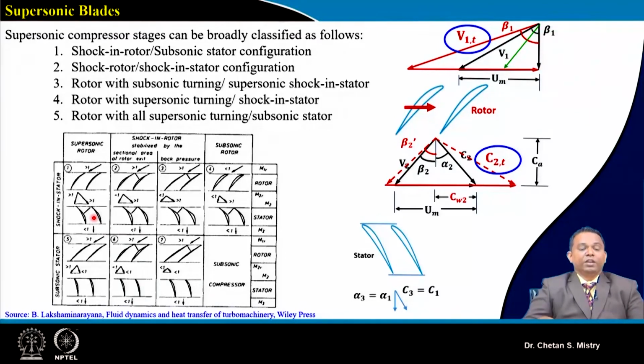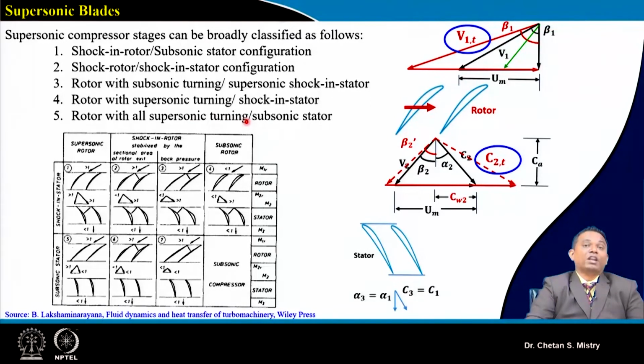Okay. It says we will be having shock in rotor, or we can say subsonic stator configuration. So we will be having shock subjected to the rotor, and my flow within the stator will be subsonic. Second category it says shock in rotor and shock in stator configuration. Third it says rotor with the subsonic turning and supersonic shock in the stator. Next category it says rotor with the supersonic turning and shock in stator. Rotor with all supersonic turning and subsonic stator.